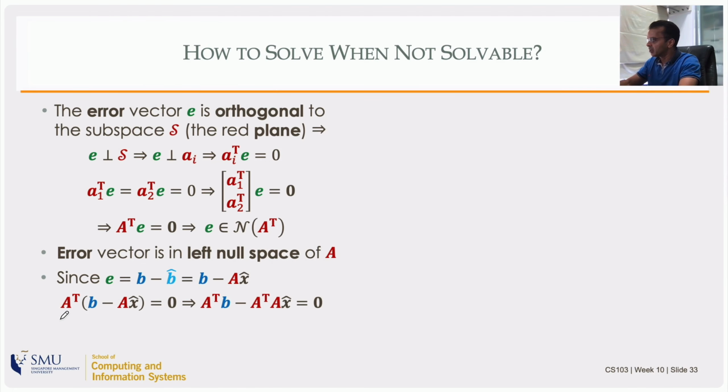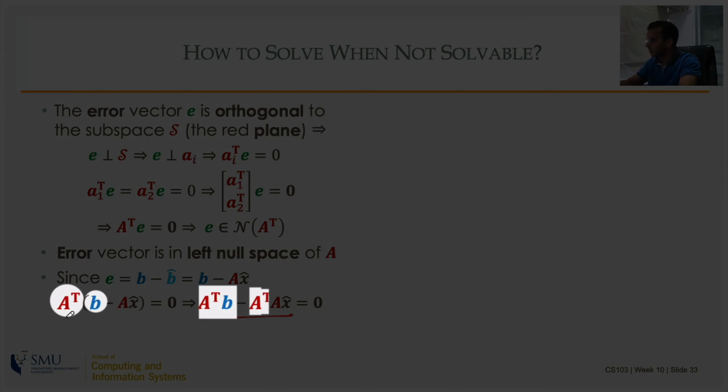So all these things might look a little complex to you, but this is what it is. It is just substituting for E in this equation from the definition of E. E is the difference vector between the projection and the original vector that you're projecting. And what it gives you is something quite interesting. It's A transpose B minus A transpose A X hat is equal to 0.